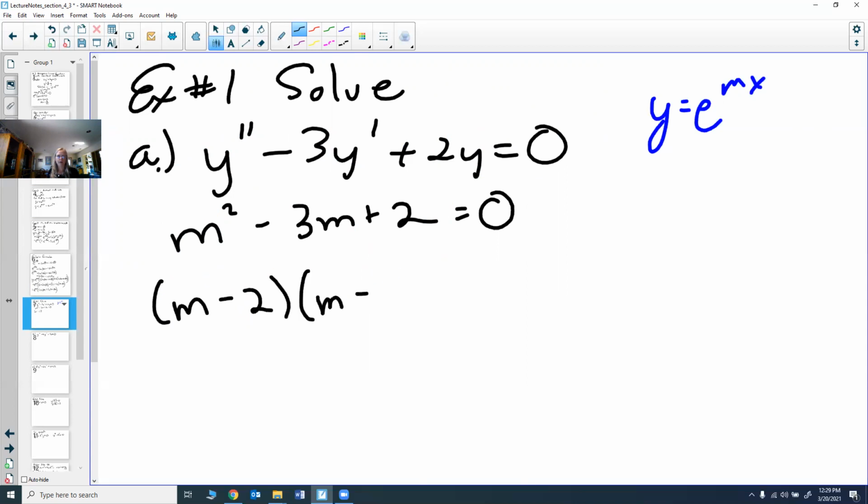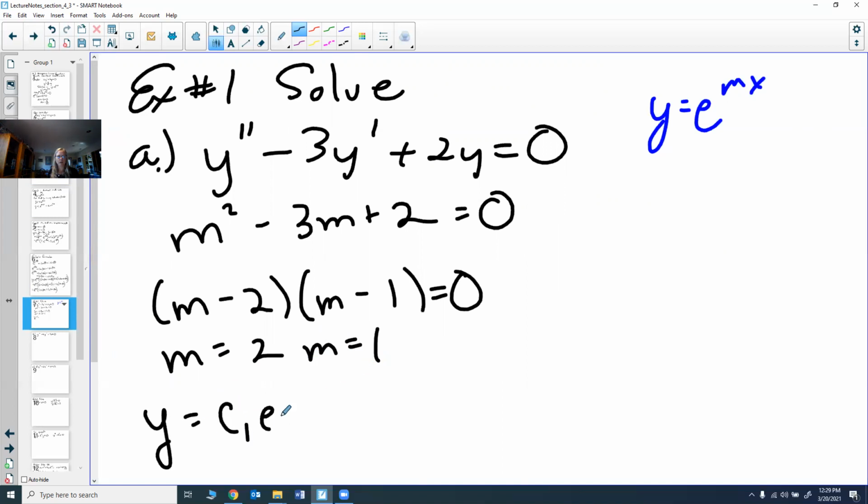So all we have to do is solve this quadratic equation, and it just means factoring or using the quadratic formula. In this case, this is a really nice, easy factor. So I'm going to factor this, and we get m equals 2 and m equals 1. We get two distinct real roots. Therefore, my solution is y equals c1 e to the 2x plus c2 e to the x. And that's it. There's your solution.